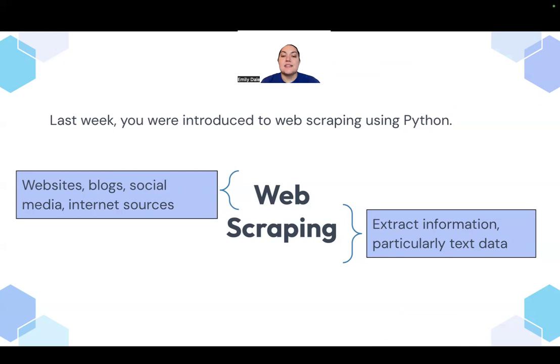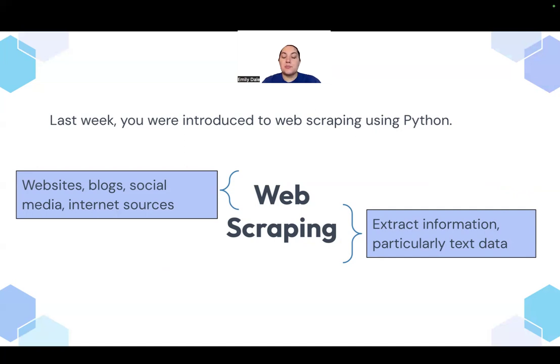Typically that is text data, because when we're online, the biggest thing we're seeing is text. You can do that with things like images. It's beyond the scope of this class, but know that that stuff is out there. So with web scraping, we're taking valuable data, the text from the web, such as websites and social media, and getting that out so that we can actually do something with it.